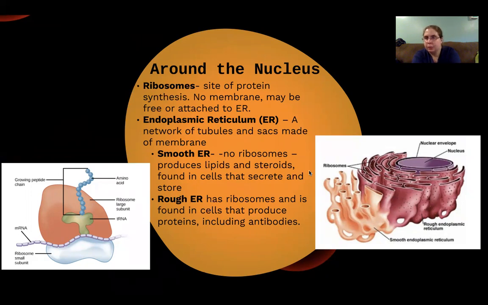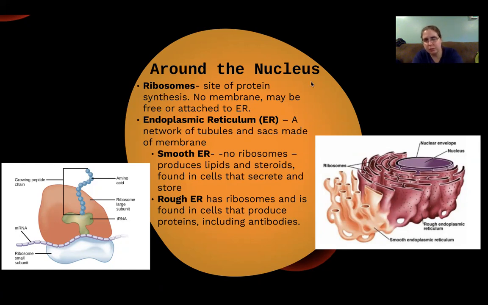Now, the endoplasmic reticulum, or the ER, is a network of tubules and sacs made out of membranes. If you look at this picture on the right, you can see how it even connects up with the nucleus and the nuclear envelope, the nuclear membrane. Part of it is called the rough ER, and part of it is called the smooth ER. The only difference is that one has ribosomes on it, giving it a bumpy appearance, and the other does not, which is why it's smooth.